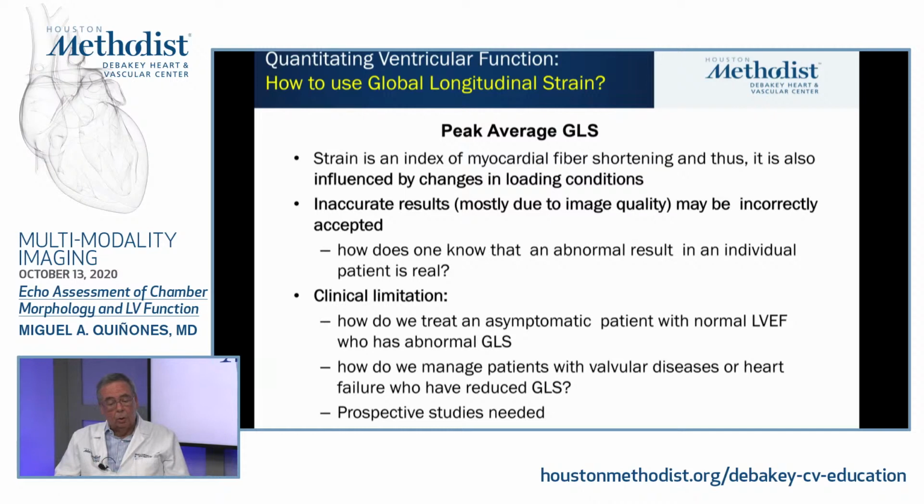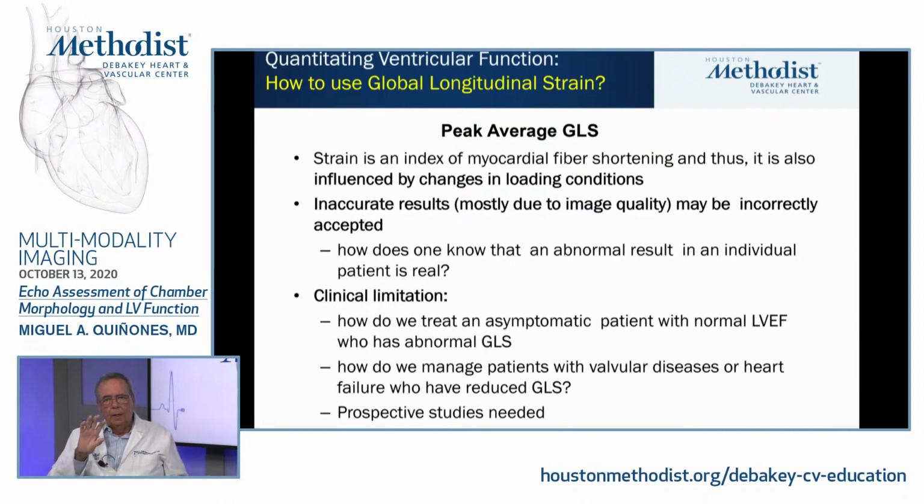Unfortunately, inaccurate results, which usually are because of poor image quality, may be incorrectly accepted. And then the question is, how does one know that an abnormal result in an individual patient that has otherwise a good EF, no hypertrophy, the echo looks kind of okay, is it really abnormal or not? So when do we report an abnormal value if everything else looks great? The 2D echo looks absolutely normal.